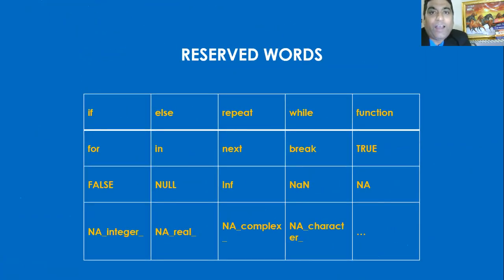Now, there are reserved words. I have already discussed at the time of putting the name for variable, variable name cannot be reserved words. This table indicates the reserved words of R: if, else, repeat, while, function, for, in, next, break, TRUE, FALSE, NULL, Inf. All these are the reserved words, so they cannot be used as a variable name.